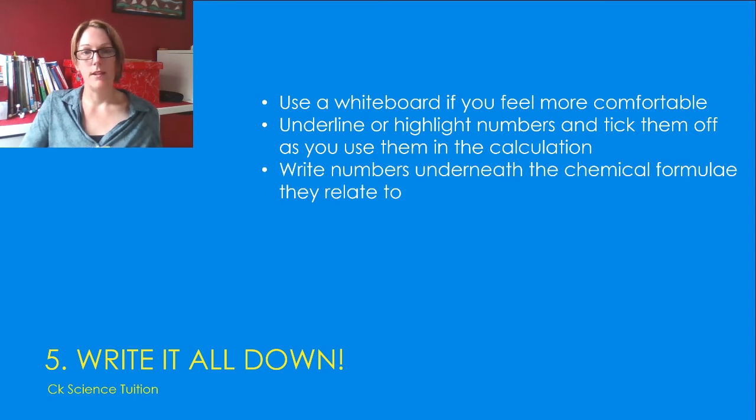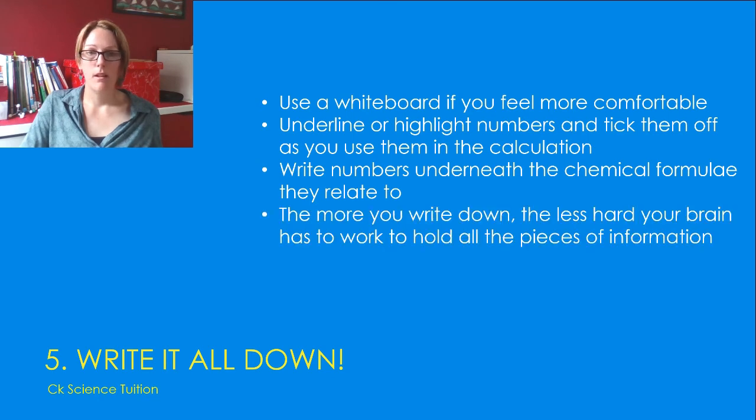Even better if you can take the numbers and write them underneath the chemical formulae, because you usually have a balanced equation. If you're not given a balanced equation, you probably need to write one per question. So write it and then put the numbers underneath. Any volumes, any masses, any concentrations underneath with the units, so you know what they relate to. And the more you write down, the less your brain is having to hold on to information.